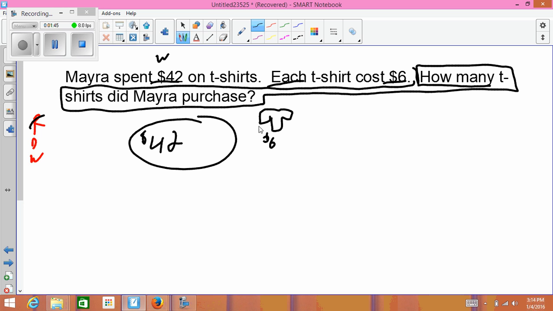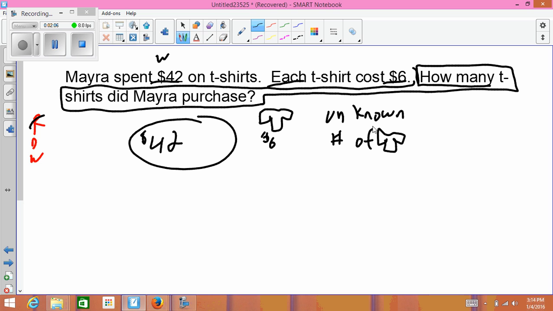So in this example, we're being told the whole and the size of each group. Our unknown value, what we're solving for, is the number of groups, or in this case, the number of t-shirts Myra can buy for $42.